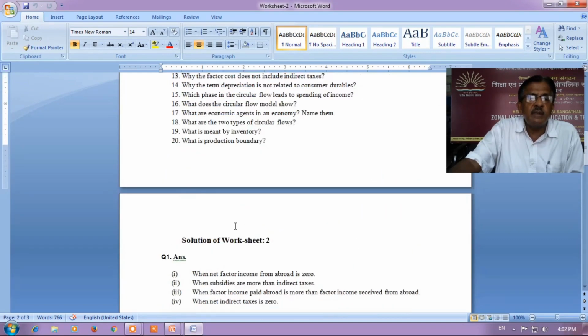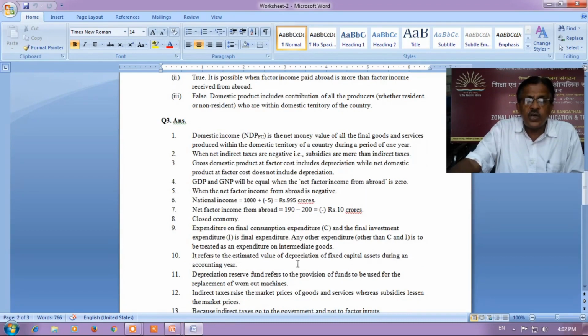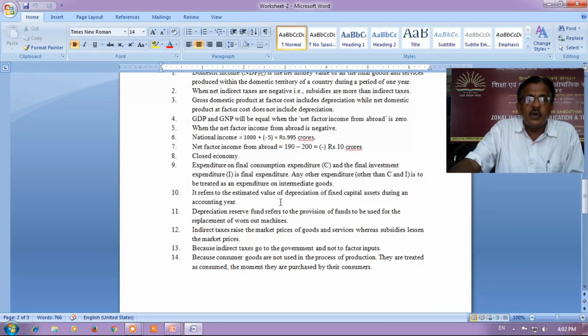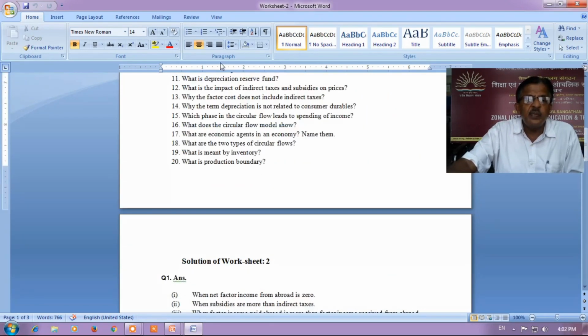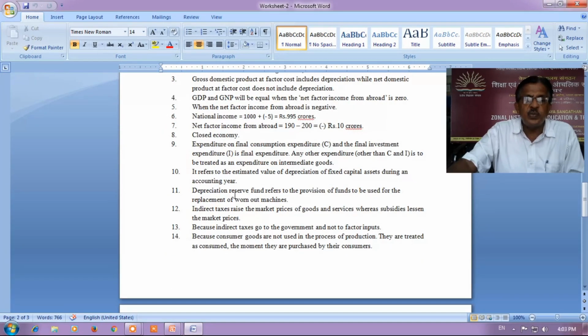Then number 10, what is current replacement cost? It refers to the estimated value of depreciation of fixed capital assets during an accounting year. Then number 11, what is depreciation reserve fund? This is a very important question. Depreciation reserve fund refers to the provisions of funds to be used for the replacement of worn out machines.